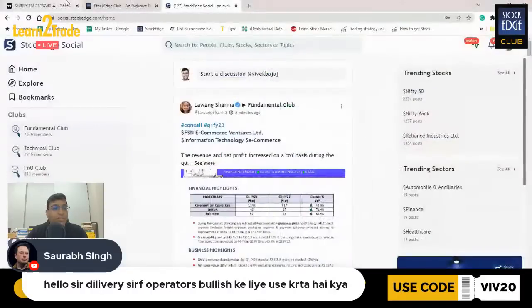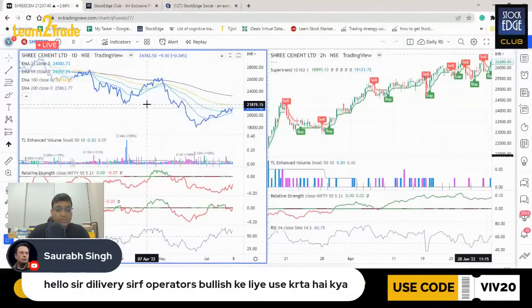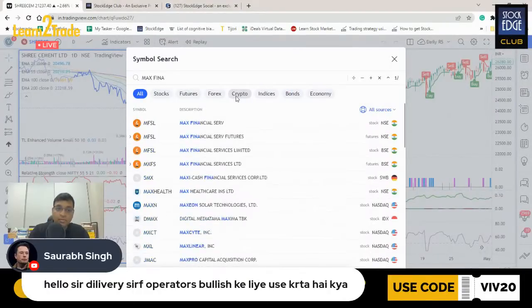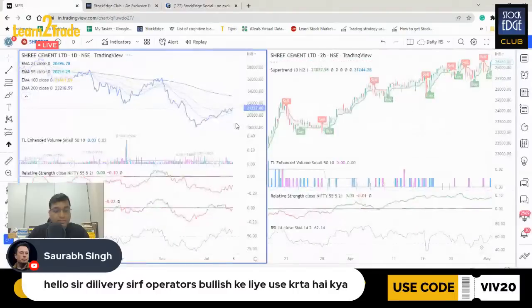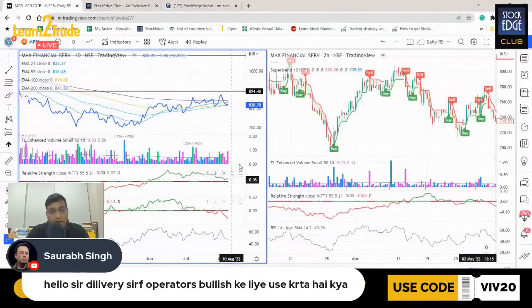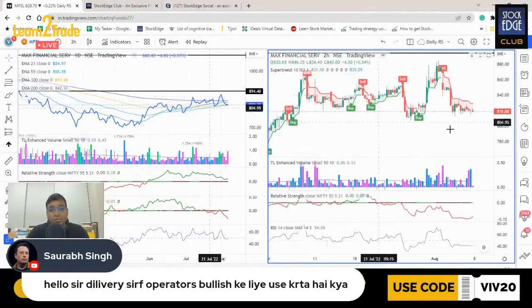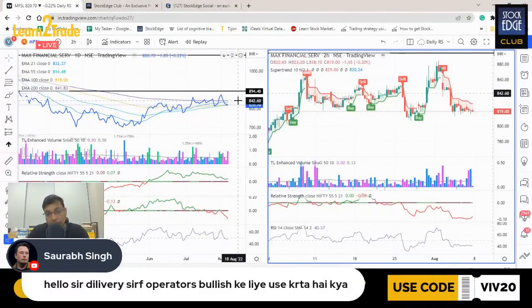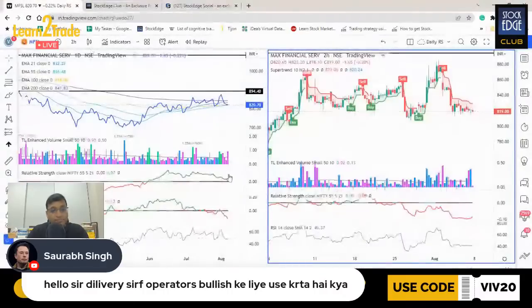I will go to my chart, Max Financial Services, and I will look at this chart that whether the stock has potential to go up. Based on my relative strength model, it doesn't have potential to go up because it has major resistance standing here, and the swing high of 875 is an important resistance. So मुझे इसके अंदर में काम नहीं करना है.